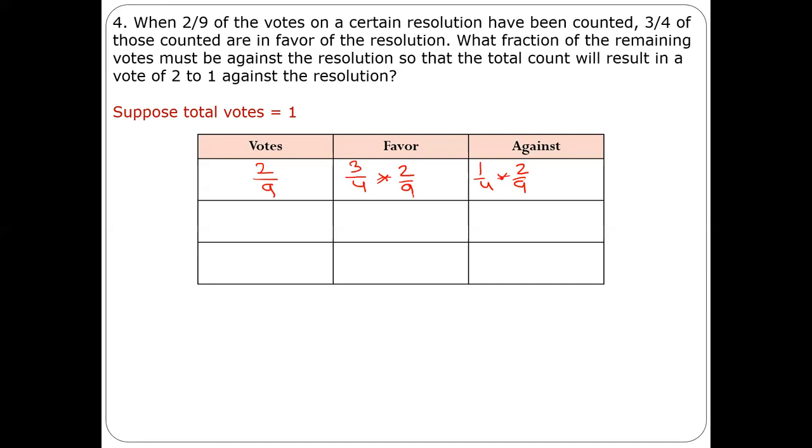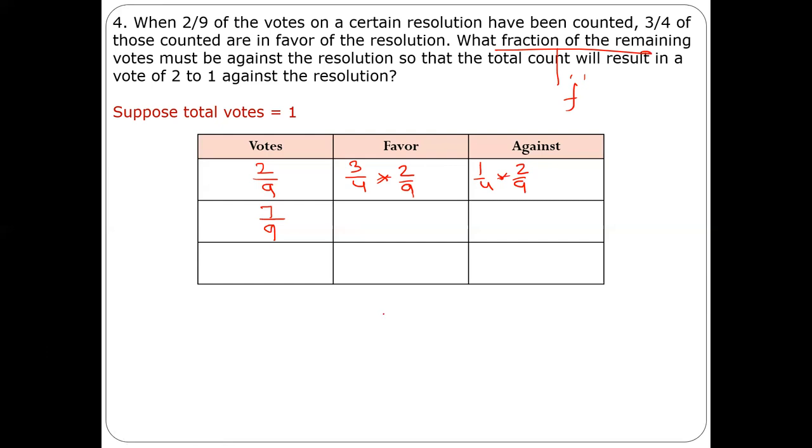What fraction of the remaining votes? Tell me how many are the remaining votes? 7 by 9, right? 2 by 9 have been counted, so remaining votes are 7 by 9. What fraction of the remaining votes, let us say F fraction.